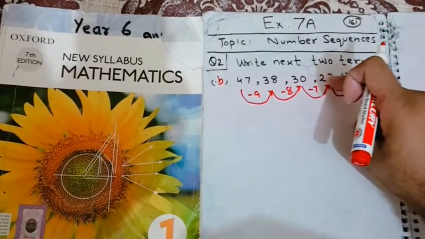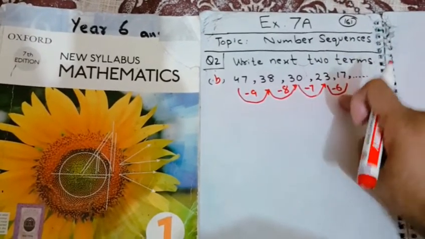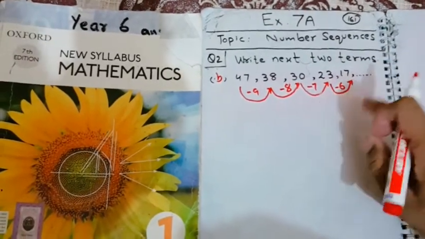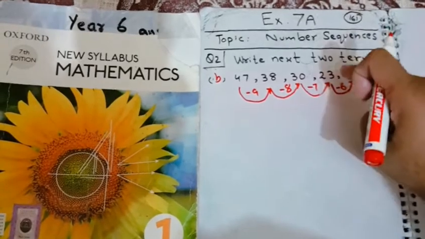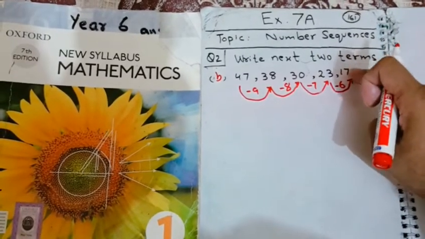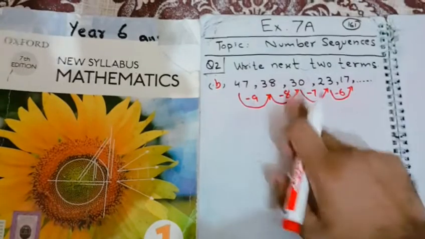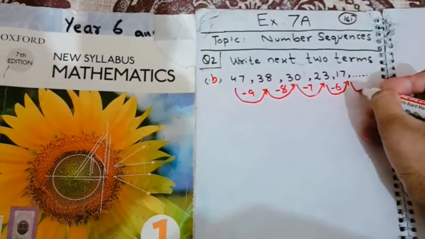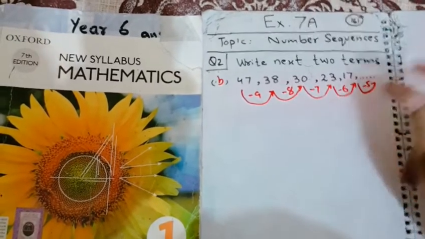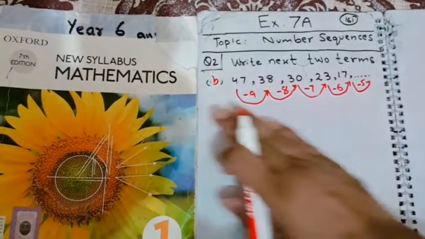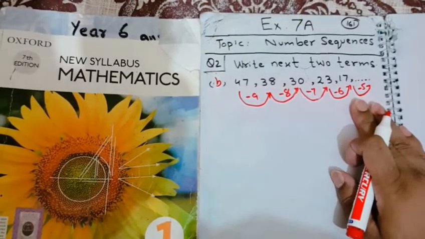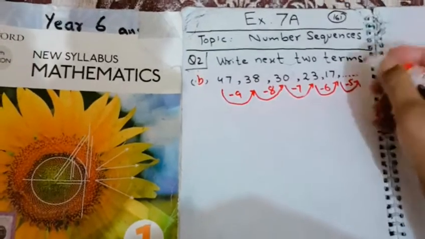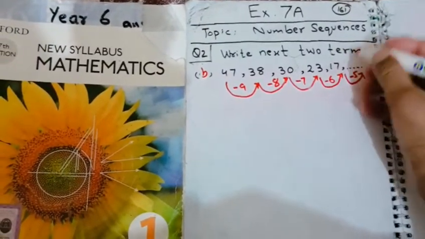If we subtract 6 from 23, then of course the answer will be 17. Minus 9, minus 8, minus 7, minus 6. Then, of course, the next gap will be minus 5. So that means we are reducing numbers by these kinds of gaps. Minus 5. If we subtract 5 from 17, what shall we get?